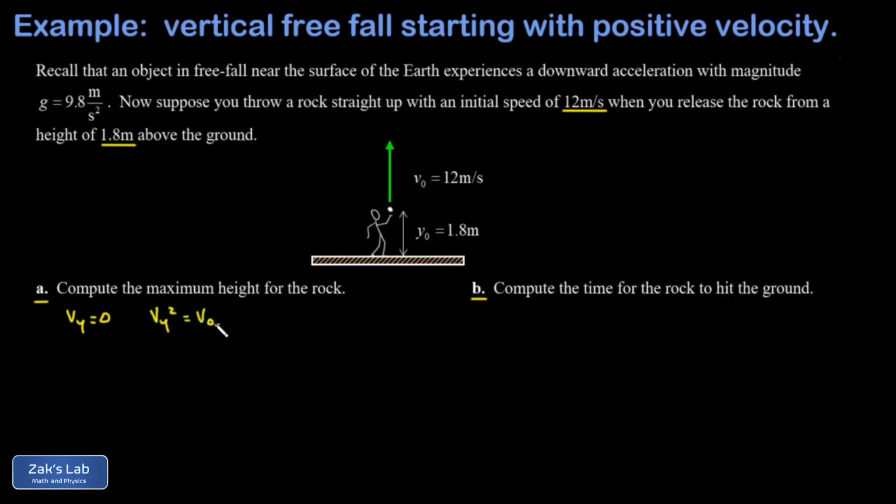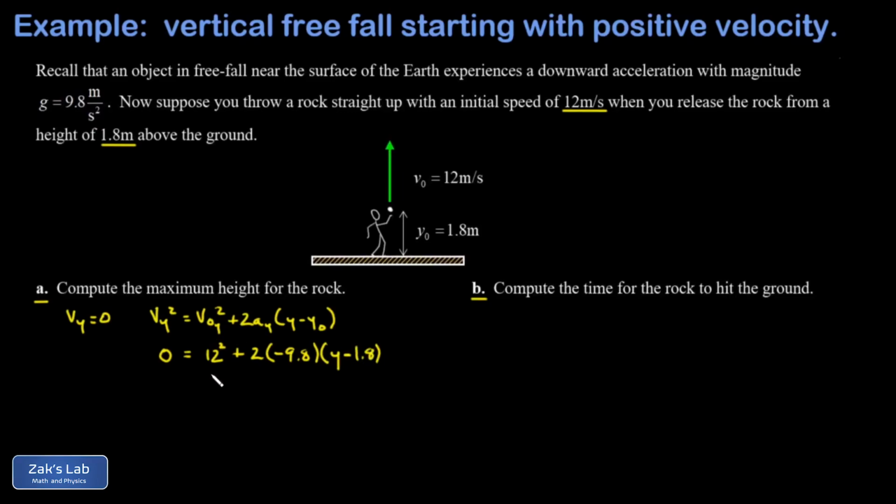Vy squared is equal to v naught y squared plus 2 times the acceleration ay times y final minus y initial. And I plug in the fact that Vy is equal to 0 at the moment of interest. V naught y, the initial y velocity, is 12, and I need to square that. The acceleration is in the downward direction, so it gets a minus sign, and that has a magnitude of g, or 9.8 meters per second squared. So I have 2 times negative 9.8. And then my final y is what I'm interested in, and my initial y, that was 1.8.